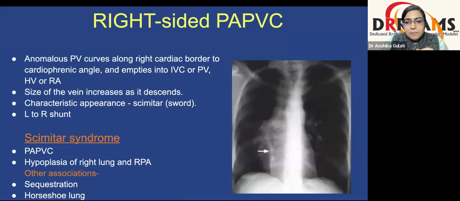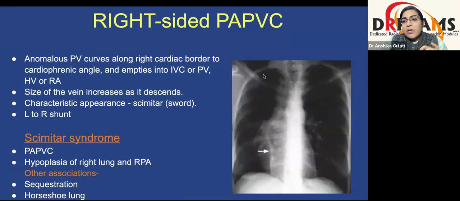On the left side, this is one of the favorite spotters that is kept in exam. This is the scimitar vein, which is PAPVC on the right side. The inferior pulmonary vein of the right side is draining into the inferior vena cava. This is because of its characteristic shape that looks like a sword. It is known as the scimitar vein.